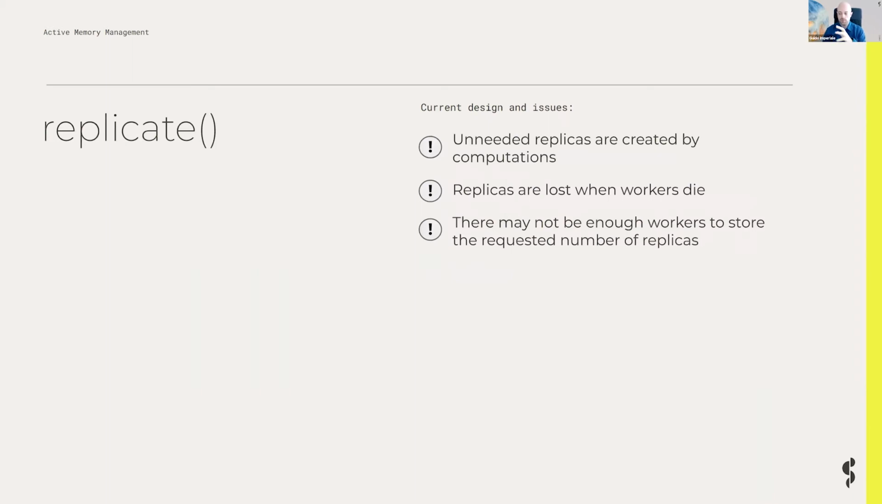Third and related topic is replicate. Replicate is another client method. What does it say? The user will specify a list of Dask keys of futures, namely a collection, and say, I want more than one copy of this because this data is important to me. This data cost me a lot of effort and CPU time to generate. So I don't want it to disappear if by any chance one worker dies unexpectedly.